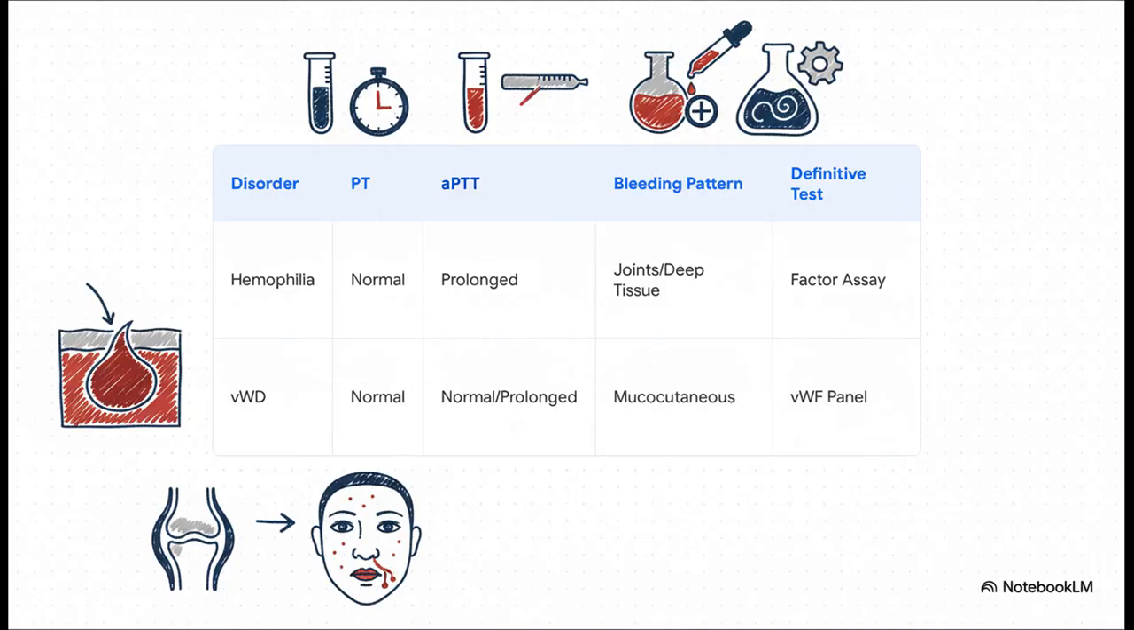And this slide really puts it all together. For hemophilia A or B, you're expecting a normal PT with a prolonged APTT, and you're thinking about that classic deep tissue and joint bleeding. For von Willebrand, the APTT might be a little prolonged if factor VIII is low, but here's the kicker, it can also be totally normal. The bigger clue is the mucocutaneous bleeding. To really nail the diagnosis, you need to order the specific factor assays or a full vWF panel.